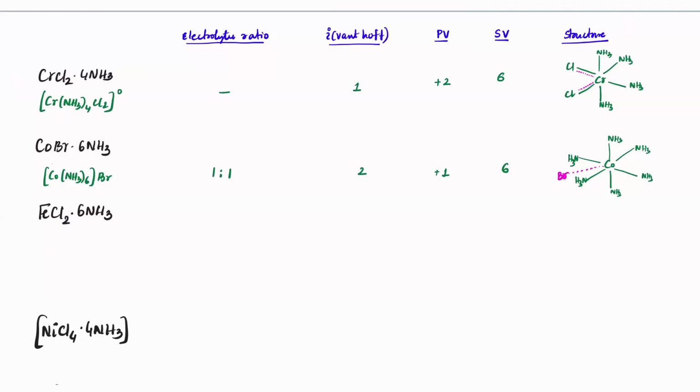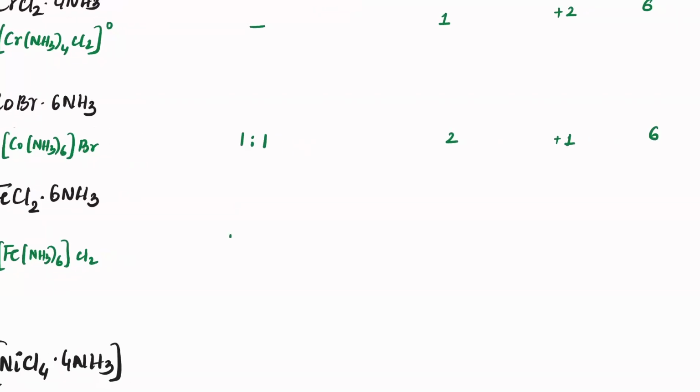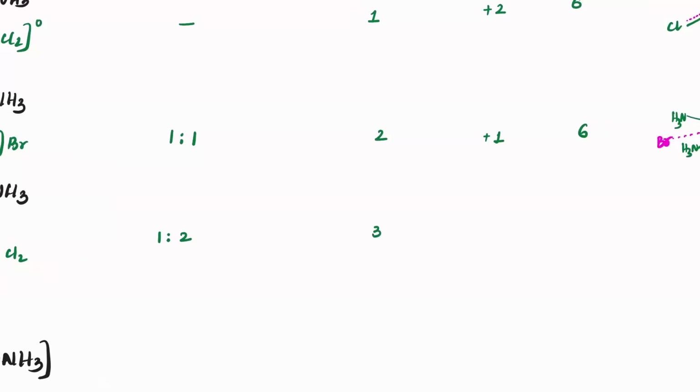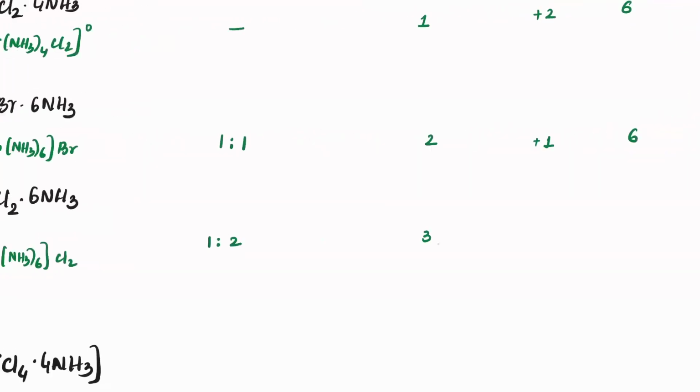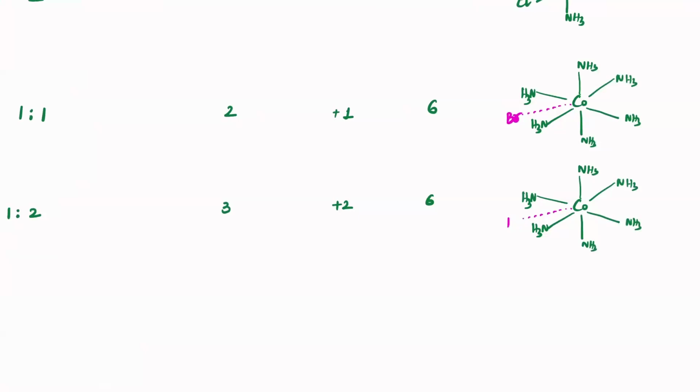So it's the same one again. Here also you can see Fe would have 6 ammonia, and outside we have 2 chlorines. So this ratio is going to be 1 is to 2, and total Van 't Hoff factors are 3. Primary valency in this case is +2. Secondary valency is 6. The structure is pretty much the same as what we have written here, except that instead of one bromine here, we have 2 chlorines here.